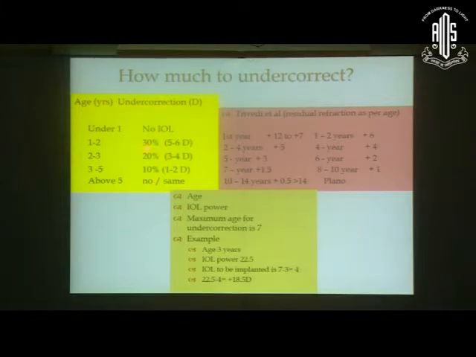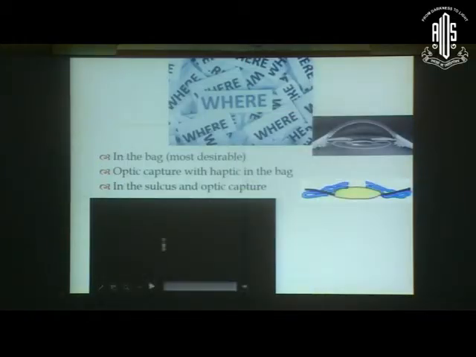So how much to undercorrect? These are different formulas by different people. There is a rule of 7, where the maximum undercorrection is 7. So this is the example: if you have a 3-year-old, you undercorrect by 4. Again, I have shown that you are undercorrecting like this, but you have to feed it into the machine. You don't have to directly undercorrect it. These are undercorrections based on percentages, and these are undercorrections based on age and not on axial length. Last, I will be talking along with the video only.